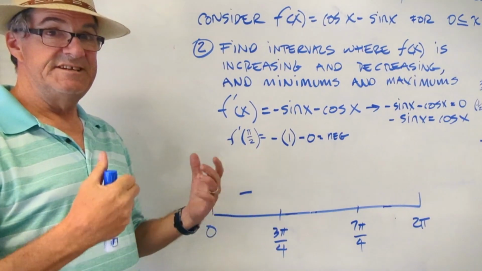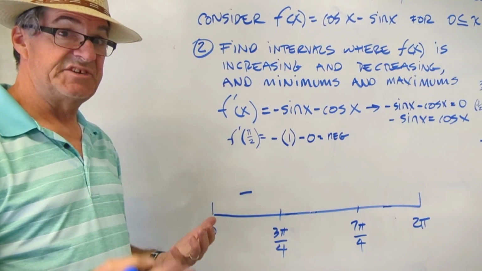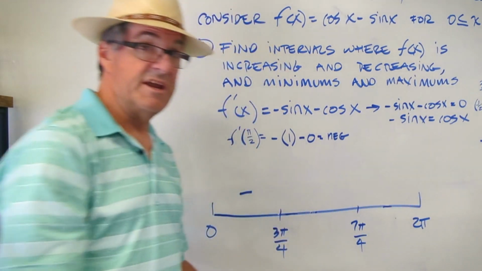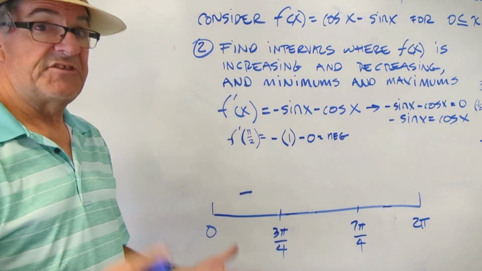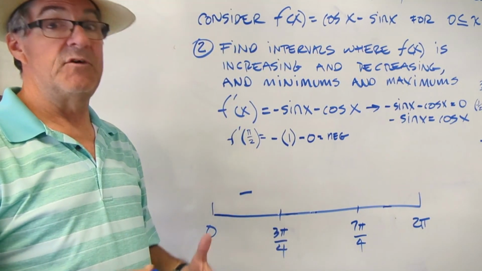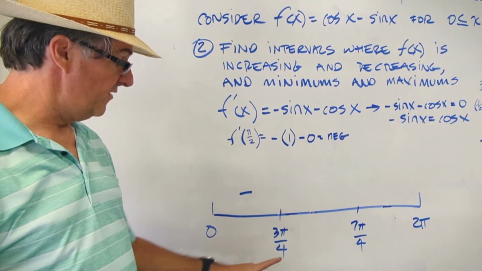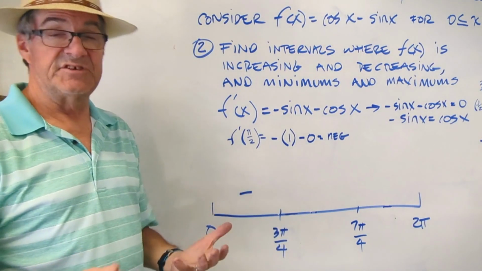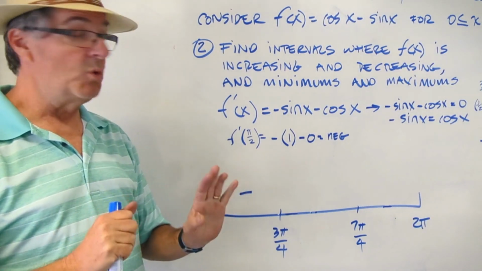Okay, the next step is sort of a testing step. We need to pick values inside each range and test whether the derivative function is negative or positive. We already know where the derivative function is 0. That's at these two points. But now we need to test something else. So always pick an easy one to do.